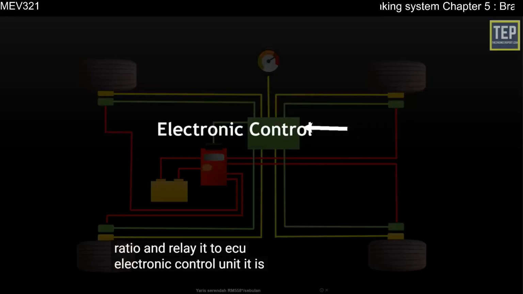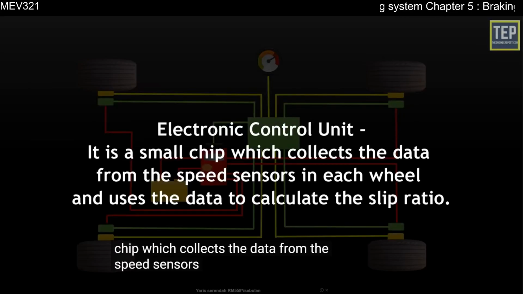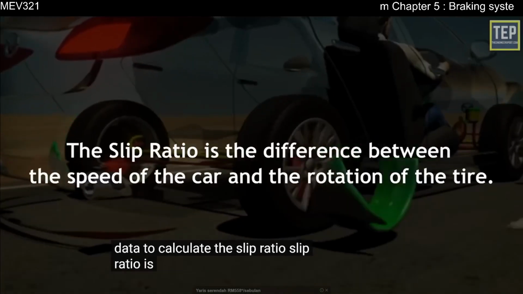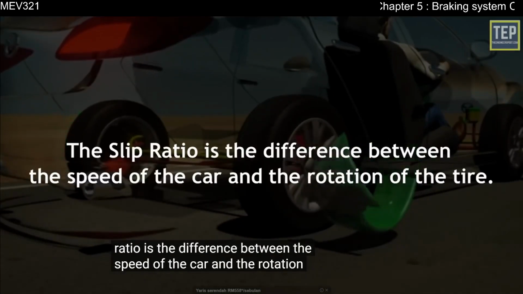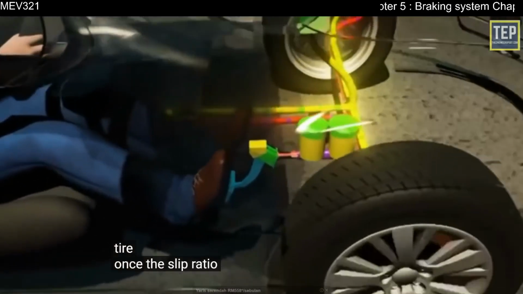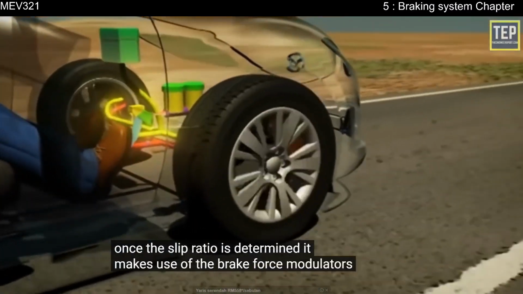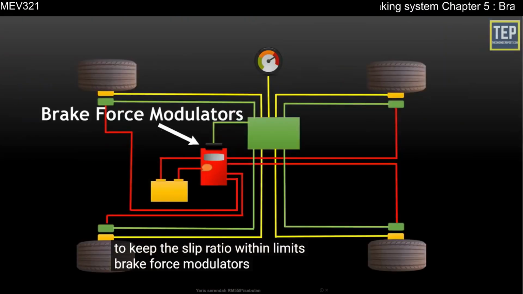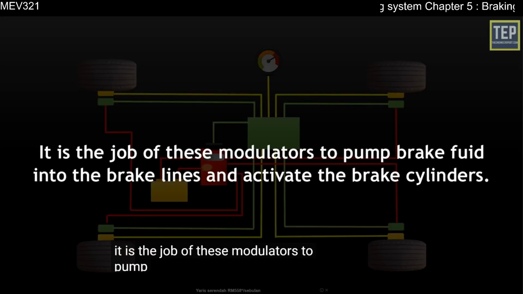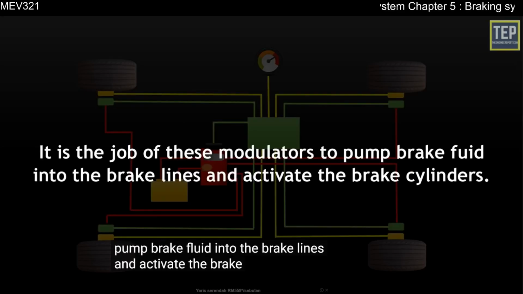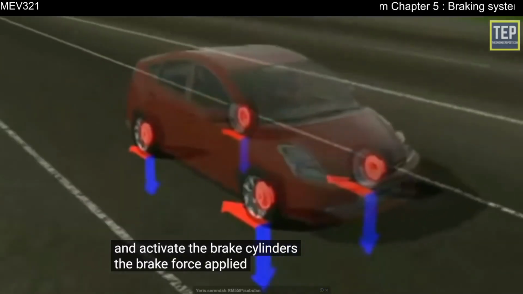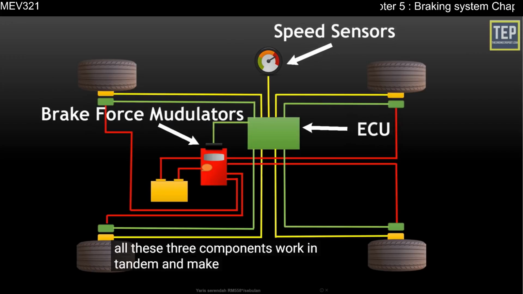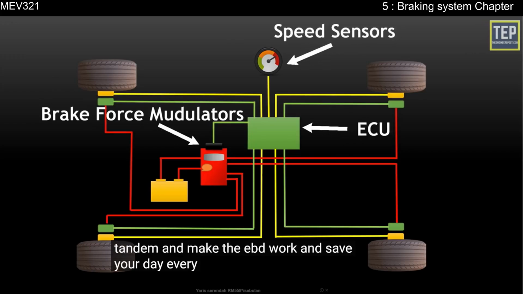Electronic control unit. It is a small chip which collects the data from the speed sensors in each wheel and uses the data to calculate the slip ratio. Slip ratio is the difference between the speed of the car and the rotation of the tire. Once the slip ratio is determined, it makes use of the brake force modulators to keep the slip ratio within limits. Brake force modulators. It is the job of these modulators to pump brake fluid into the brake lines and activate the brake cylinders. The brake force applied on each wheel can be modulated. All these three components work in tandem and make the EBD work and save your day every time you brake hard.